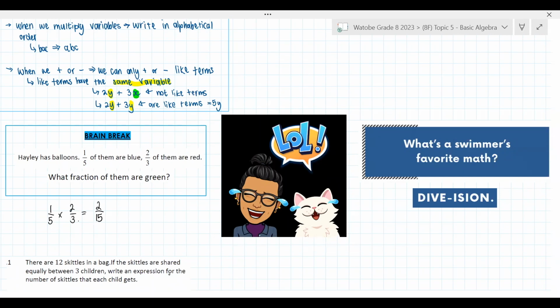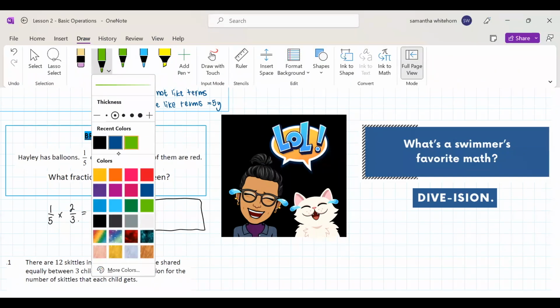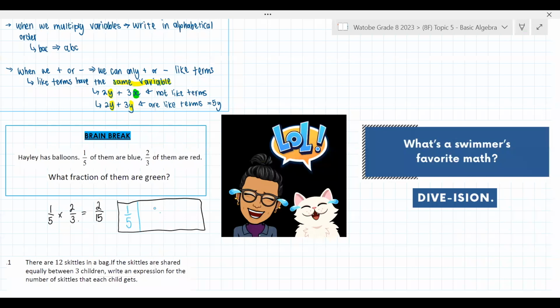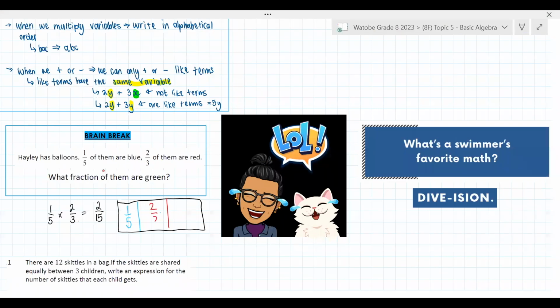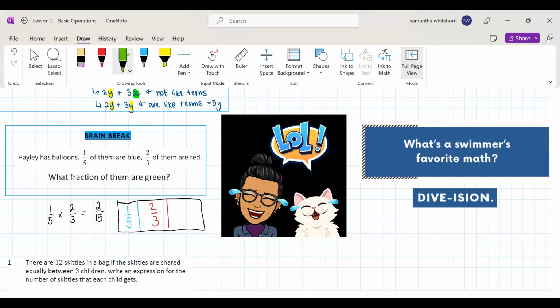We've got some balloons, right? This rectangle represents all of the balloons that I have. We know that a fifth of them are blue. So there's a fifth. We know that 2/3 of them are red. And what we want to know is how many are green.